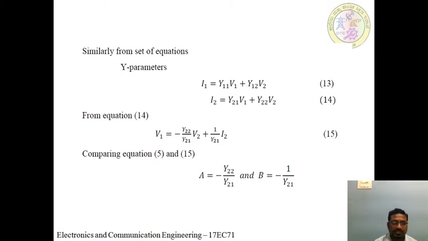Then comparing equation 5 with equation number 15, we come to know that A is equal to minus y22 divided by y21 and B is equal to minus 1 divided by y21.